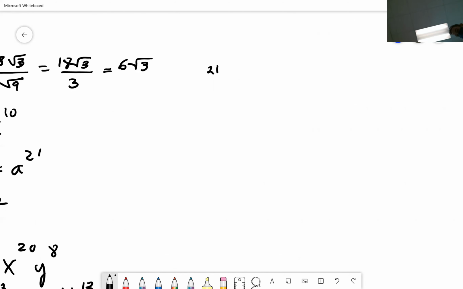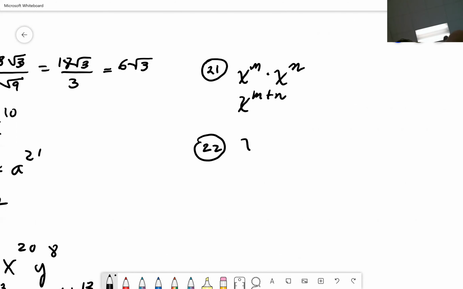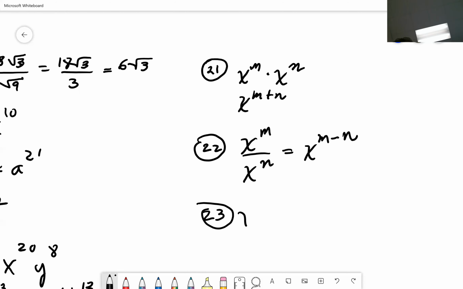21. You have x to the m times x to the n. Well, that's x to the m plus n. You're done. Number 22, you have x to the m divided by x to the n. They both have the same base, x to the m minus n. That's it. You're done. Number 23, you have x to the m in parentheses to the n. That's x to the m times n.